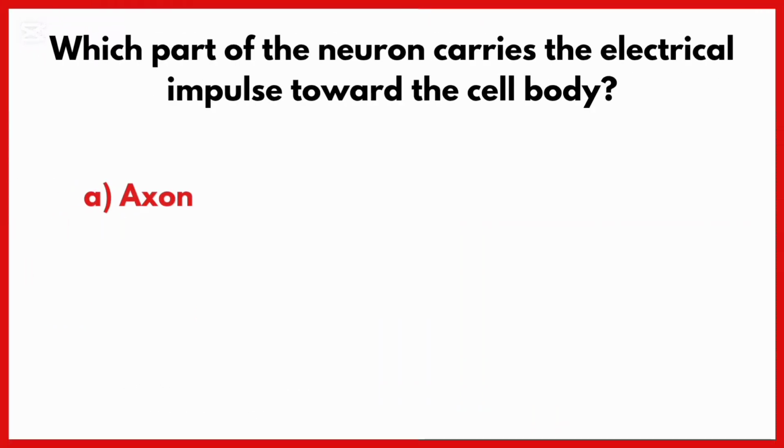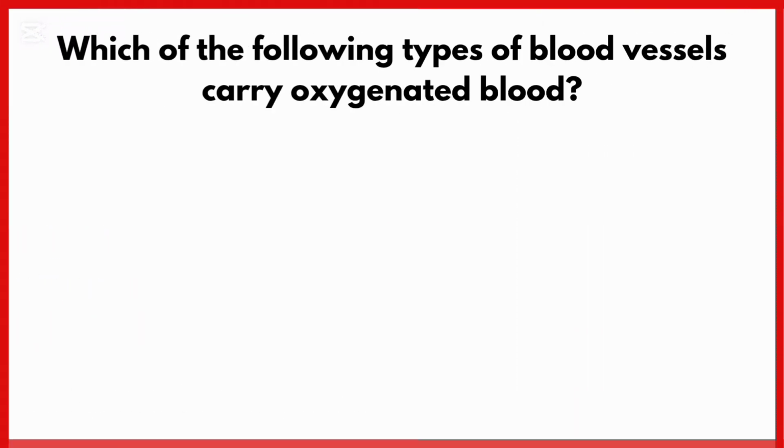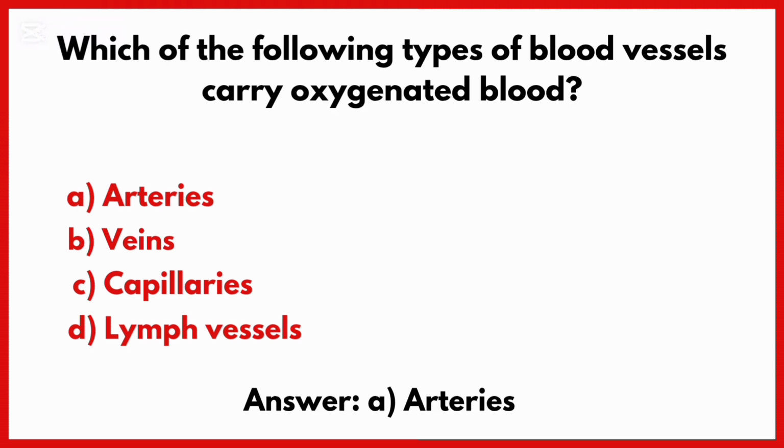Which part of the neuron carries the electrical impulse towards the cell body? Correct answer is option B, dendrite. Which of the following types of blood vessels carries oxygenated blood? Correct answer is option A, arteries.